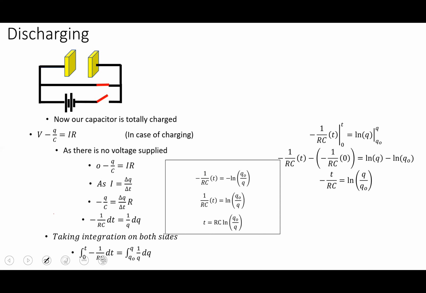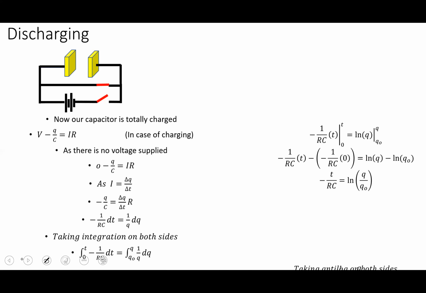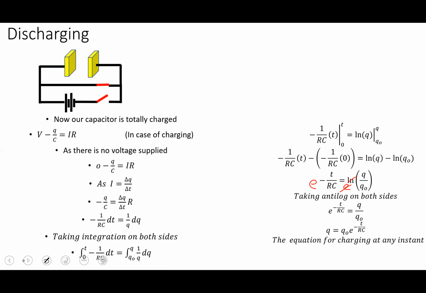But if we want to simply find the formula for discharging, then we take the anti-log on both sides. Very easy. Taking anti-log over here, anti-log over here, this anti-log and log will cancel out. We get e raised to power minus T over RC is equal to Q over Q naught. And if we rearrange it, Q is equal to Q naught into e raised to power minus T over RC. So this is the equation for discharging, which you are going to use at any instant.